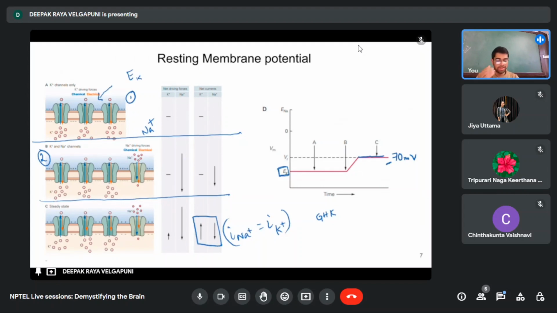And on the higher side, if only Na channels are present, it can go on. This would be an equilibrium potential, but that's not the case in a neuron. So this is how the electric membrane potential is established in a neuron. Is this clear?